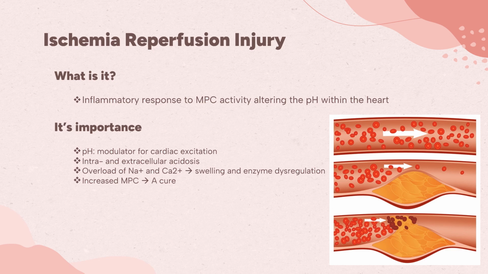And so, what is the importance of this? The pH, as we all know, is a major modulator within any biological system. And within the heart, it is extremely important for how much activity is going on. So in a normal system, the metabolic products will just flow straight through the MPC to the mitochondria and then go through metabolic cycles.